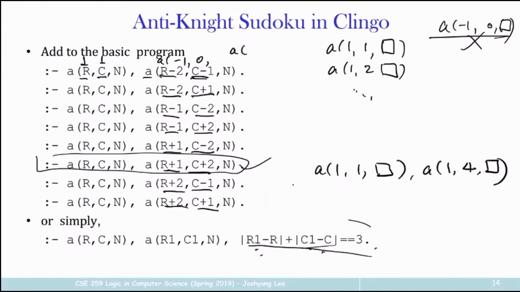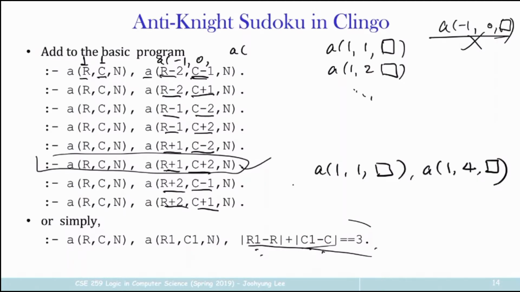So it's actually redundant. But this redundancy actually helps us to write the rule in a short way. Okay? Now look at this, (1, 1) and (1, 4). That means you cannot have the same numbers in the same row, right? In row 1, you cannot have the same number in different columns. But that's already covered by one of the rules that we saw before, which is okay.